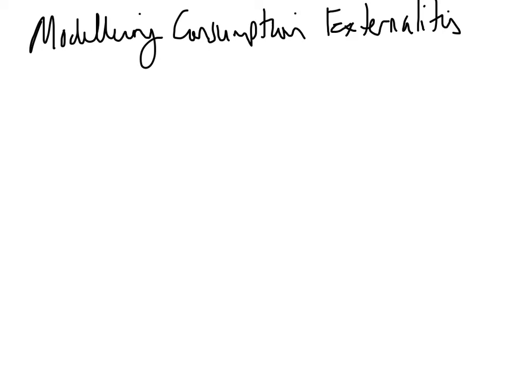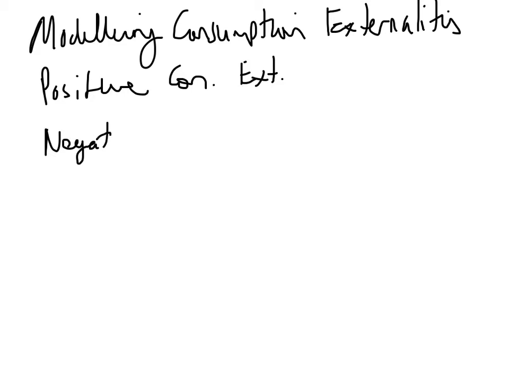So remember, there are two types, aren't there? There are positive consumption externalities, and there are negative consumption externalities. Again, an alternative word would be beneficial, an alternative word would be detrimental.